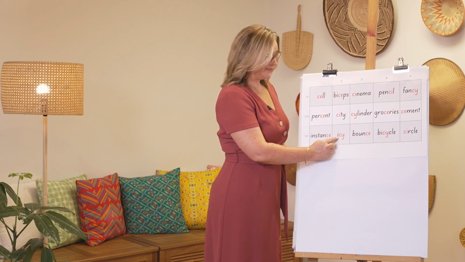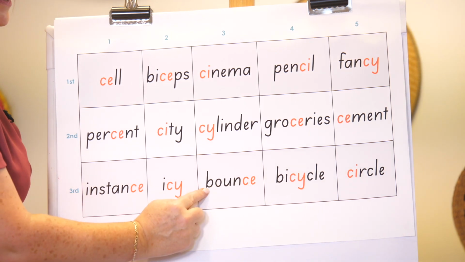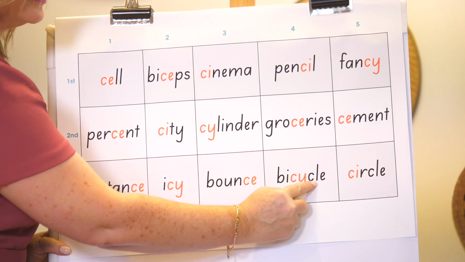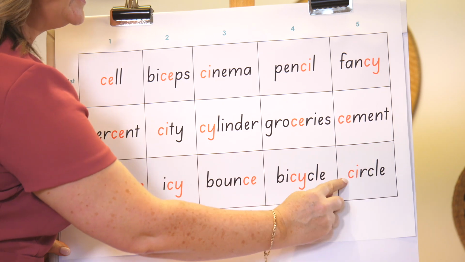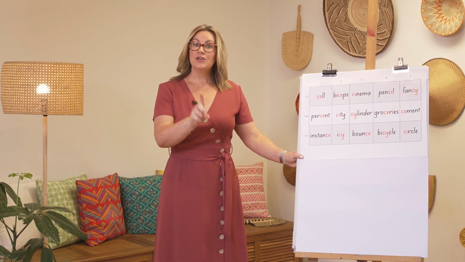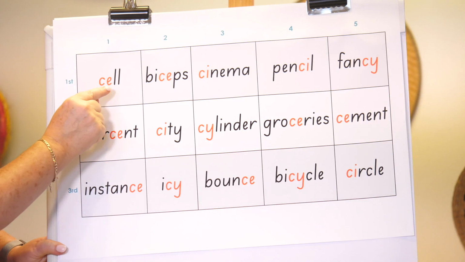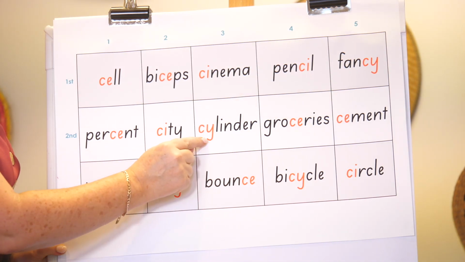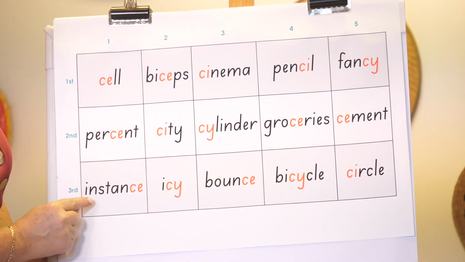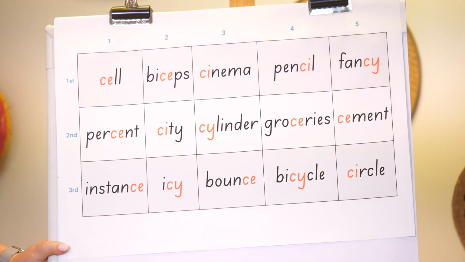Word is instance. Word is icy. Word is bounce. Word is bicycle. Last one. Word is circle. Let's read through now fluently, going just through all of the words. Remember, you can pause, rewind, and do this as many times as you would like to. Read along with me. Cell, biceps, cinema, pencil, fancy, percent, city, cylinder, groceries, cement, instance, icy, bounce, bicycle, circle. Terrific. Repeat if you would like to.